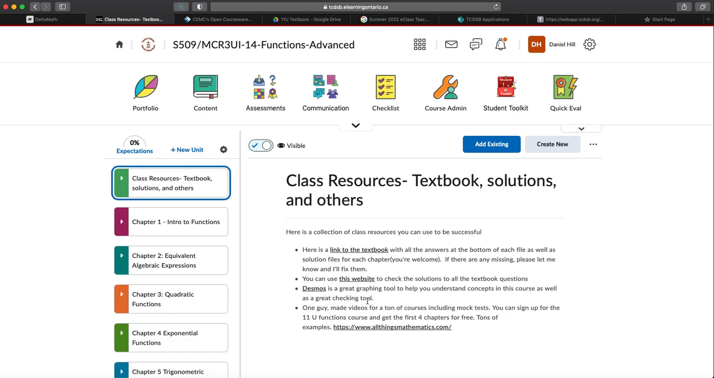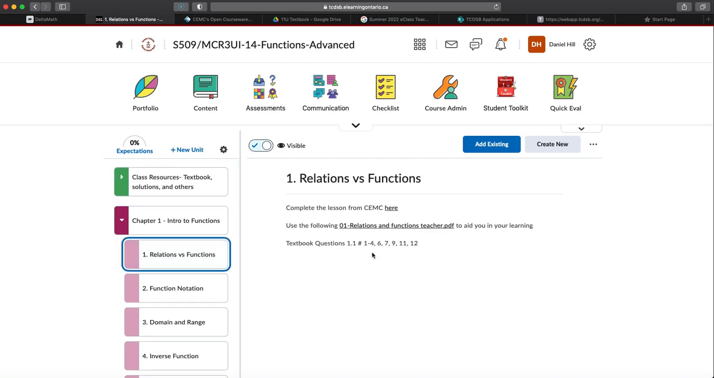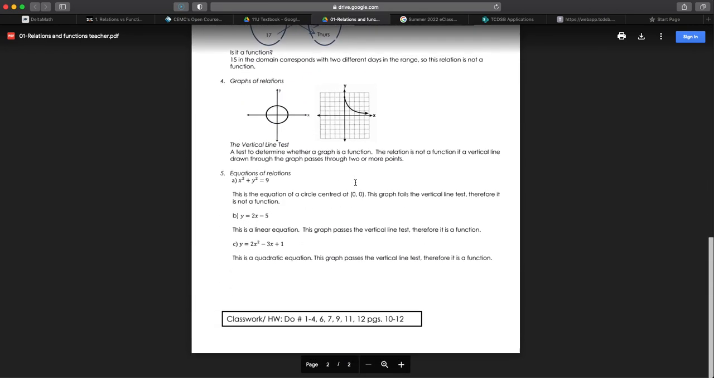Okay, but let's have a look at the first unit. So if we go through intro to functions, this idea of functions versus relations. Now this looks very simple, right? The text is very simple. Doesn't look like there's much here. If I do a control click, that opens up in a new window. There's a summary of notes that you can use.